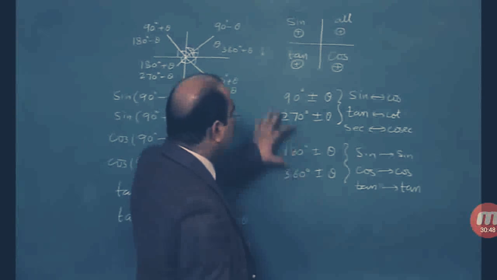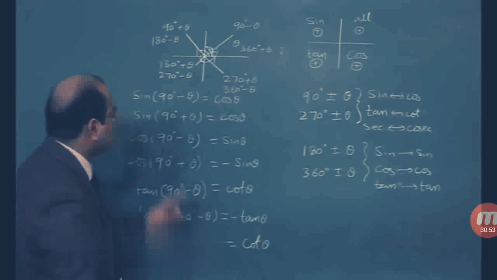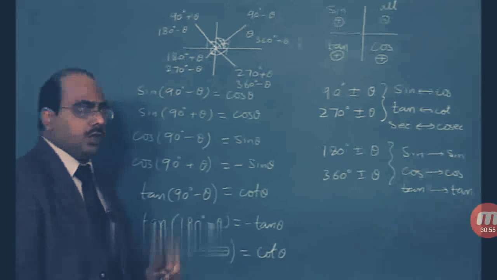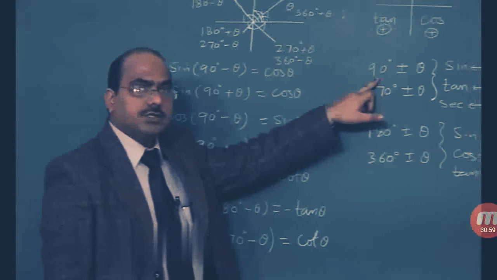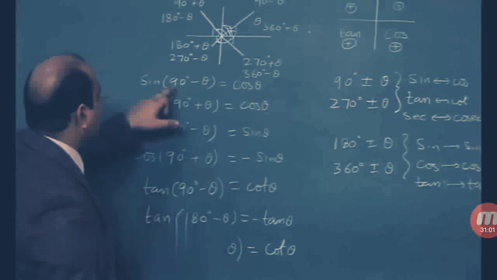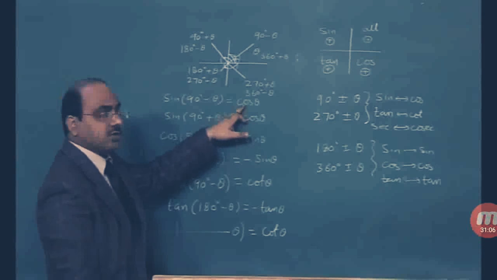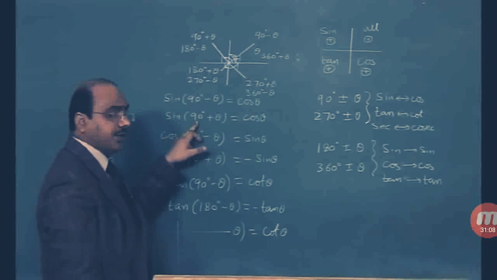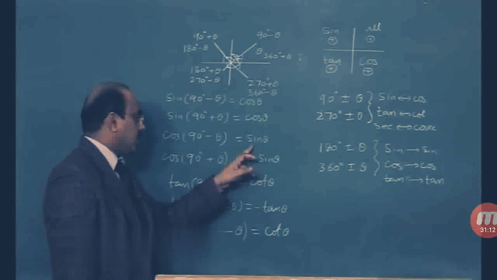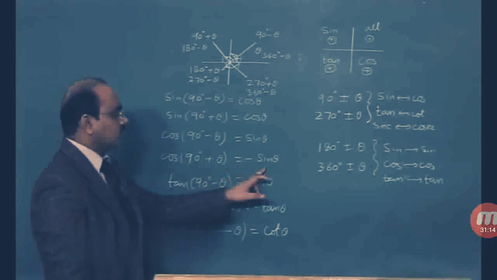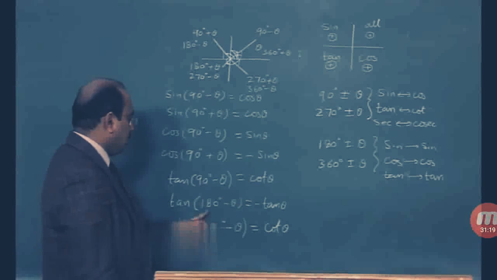Now you can apply these rules on these expressions again. 90 minus theta. If we look at this, the angle is with 90. If the angle is with 90, then sine converts into cos. That is why the result is cos. This is again with 90, so sine converts into cos. 90, cos converts into sine. It is again with 90, cos converts into sine. It is again with 90, tan converts into cot. It is with 180.